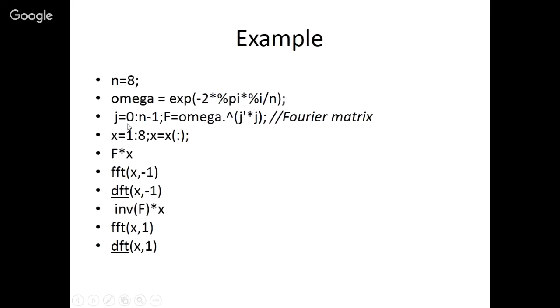Here j is equal to 0 to n minus 1 that we have taken. F is equal to omega, that is e to the power minus 2π/n into t. So that we are doing here. In this program we are calculating with the FFT and DFT, and comparing whether we are getting the actual result or not. Here we find f into x, that is FFT and DFT, and after that we find the inverse, and again check whether we are getting the same value of inverse or not, right?